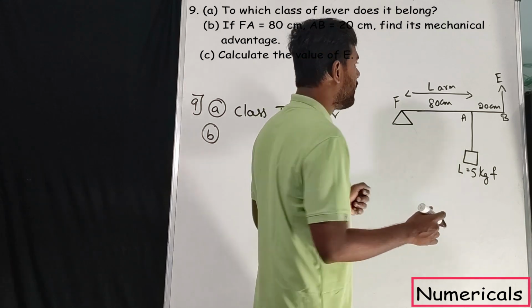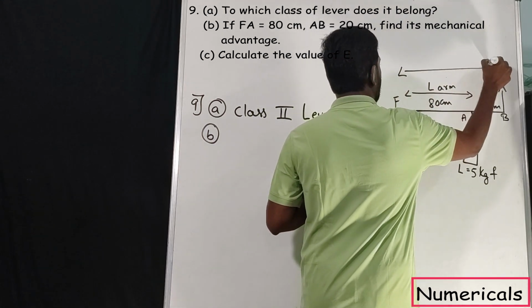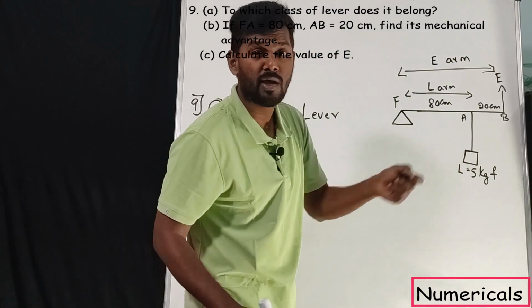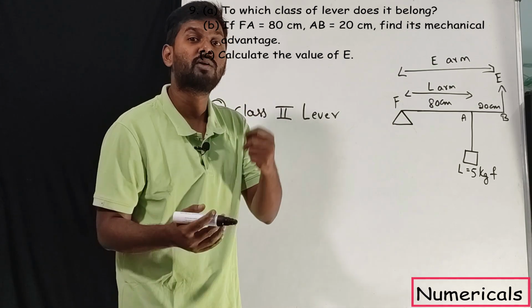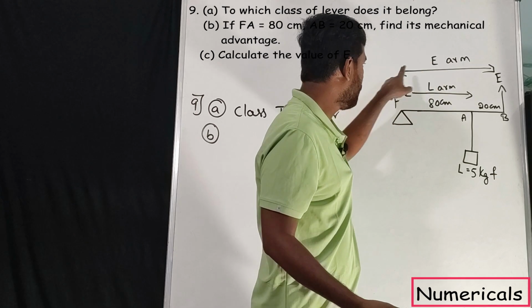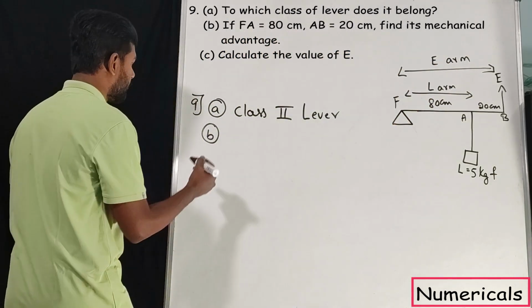But what we require? We require from effort to fulcrum. That is nothing but effort arm. Okay, so what are the values they have given? We have to utilize it to find what value we want. What do you mean by effort arm? From the effort to the fulcrum. Okay, so that is 100 centimeter.